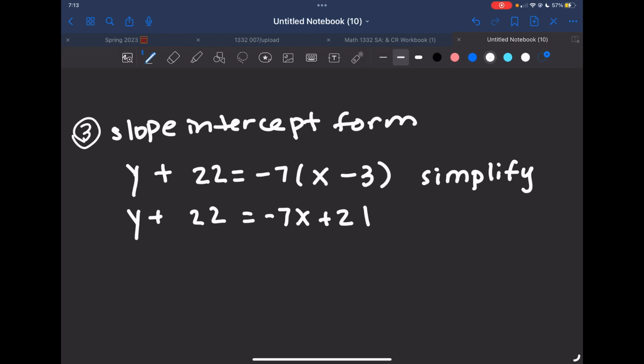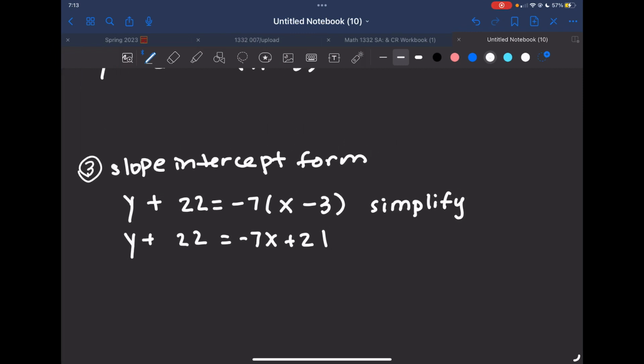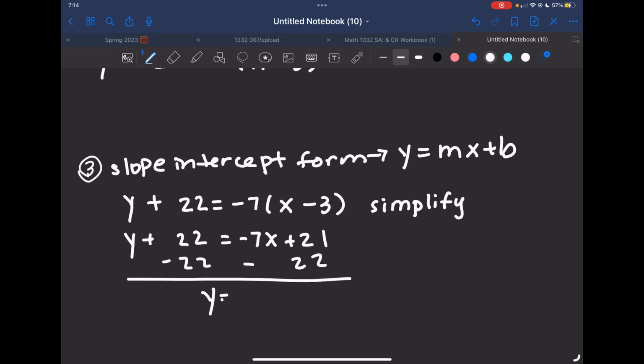I want to keep my y on the left and my slope and y-intercept on the right, because we're going for y equals mx plus b. This is the slope-intercept form. So then I subtract 22 from both sides, and I get y equals negative 7x minus 1. And that's it. This is your second answer.